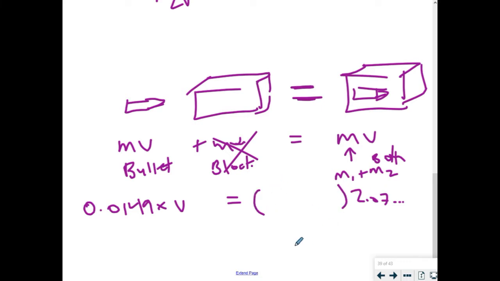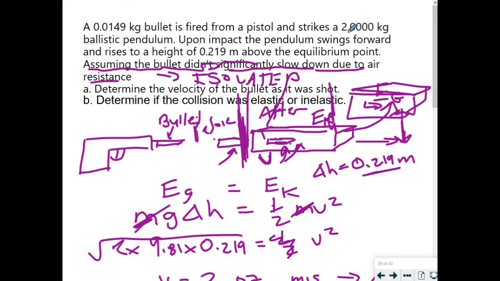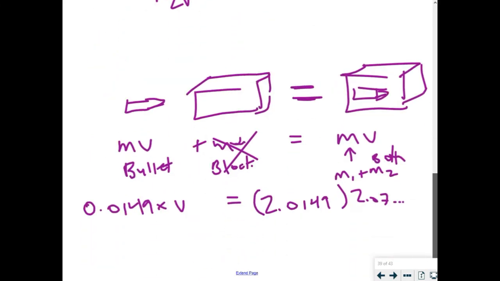However, the mass is different now because the mass the second after it was embedded is both of them added together, right? So that's going to be 2.0149 because I have to take the 2 kilogram block and add the bullet together. Well, now I just need to solve for the velocity. So if I divide by the 0.0149 on both sides here, I should have an answer.